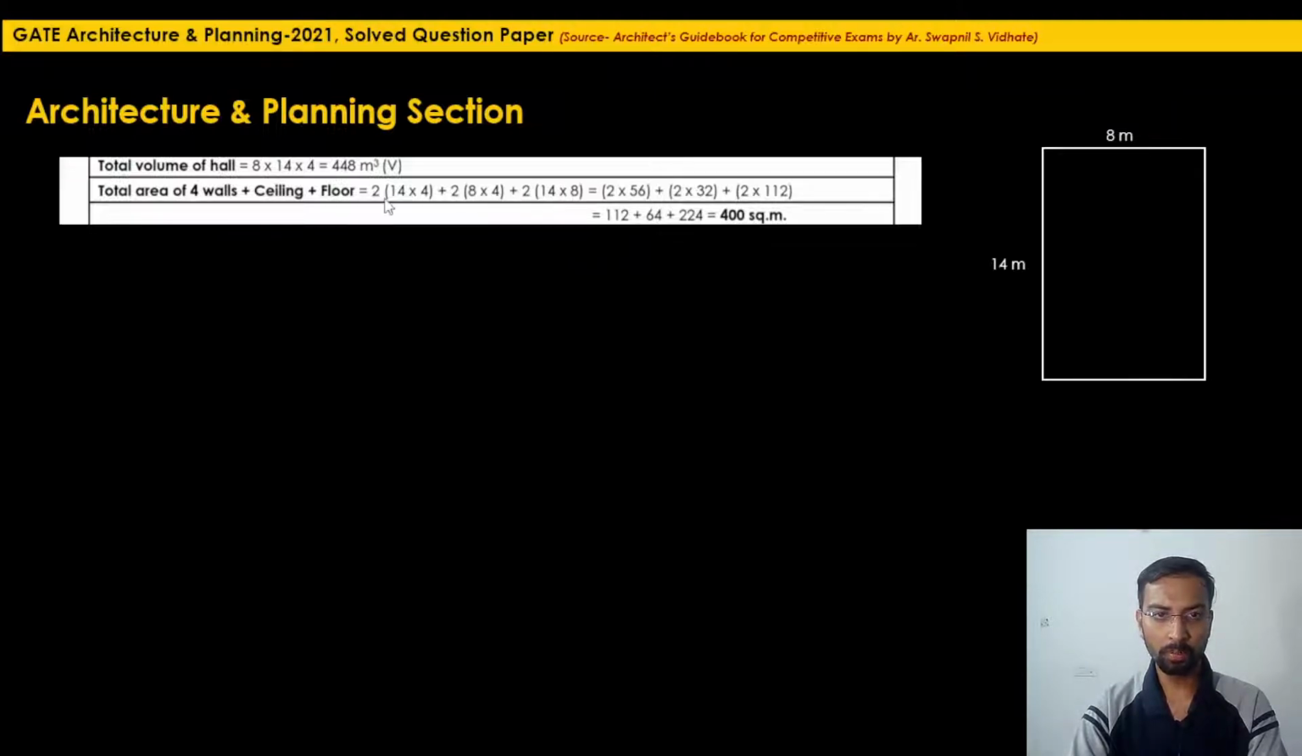So the entire equation will be the total area of 4 walls plus ceiling plus floor. So what is the area? It will come to 400 square meter. Okay, so we have found out the volume and the area of 4 walls, ceiling, and floor.